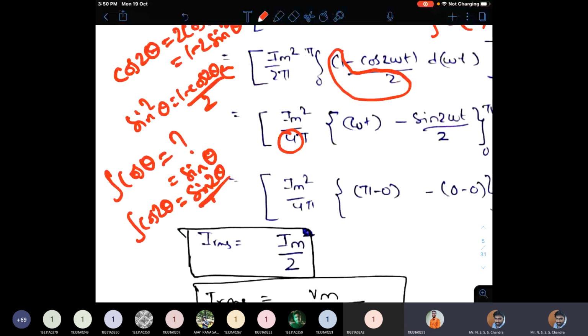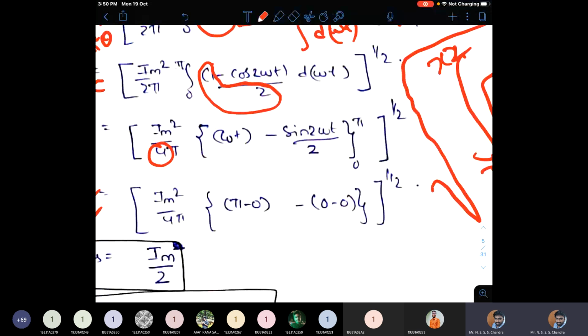Sin 2 theta by 2. That's what I'm doing. So for cos 2 omega t, I'm integrating, I'm getting sin 2 omega t by 2. Now I'm applying the limits between 0 to pi. So this becomes pi minus 0. In place of omega t, I have to write pi.